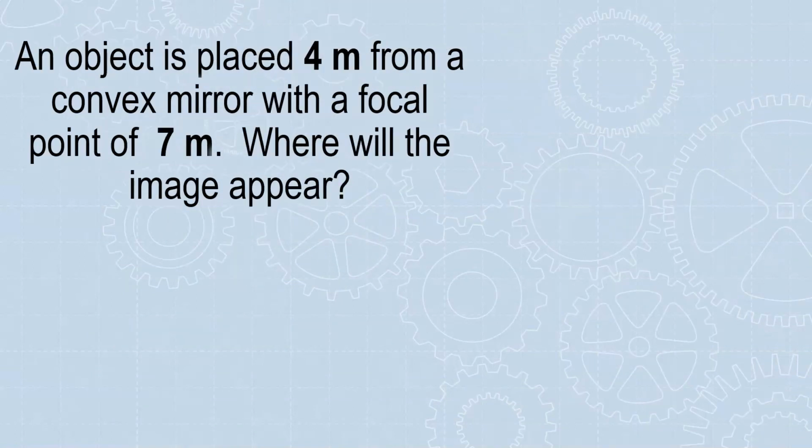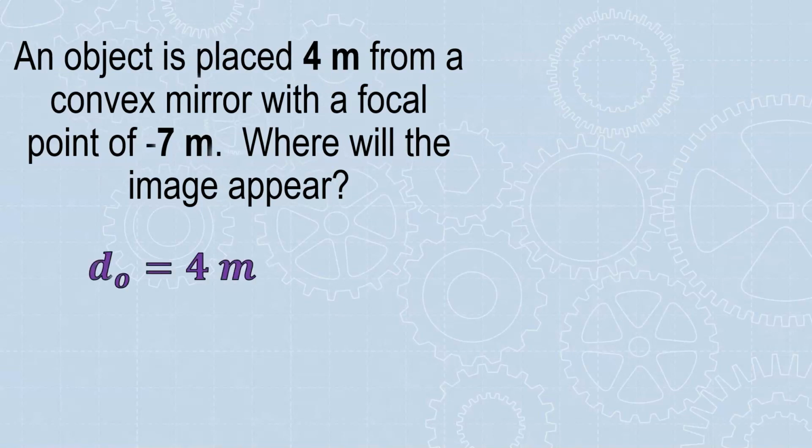Let's try a convex mirror problem. An object is placed 4 meters from a convex mirror with a focal point of 7 meters. We'll always double check this. I know a focal point for a convex mirror should be -7 behind the mirror. Now, if I'm creating this mirror, I should be able to predict where the image is located. I know the distance the object is located. I know the focal point is -7, and I'm trying to find the distance of the image.